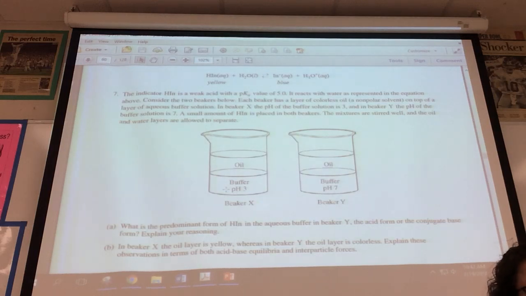In beaker X, why is there no reaction between the buffer and the aqueous solution in the aqueous product?